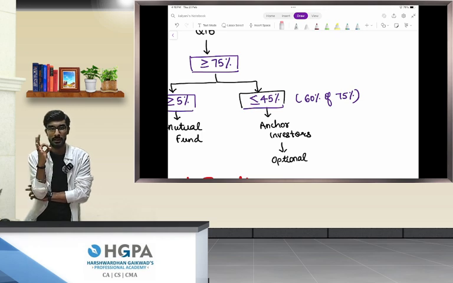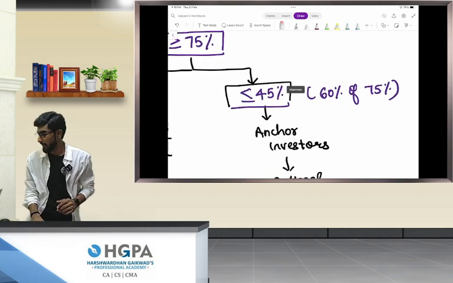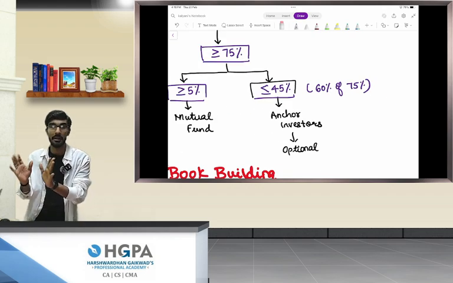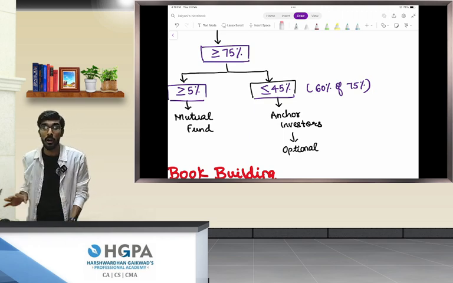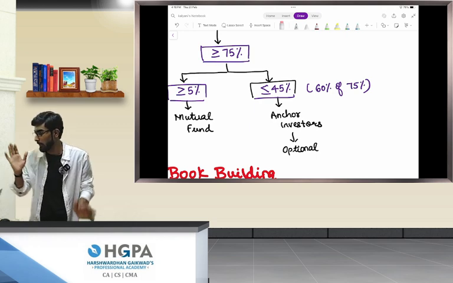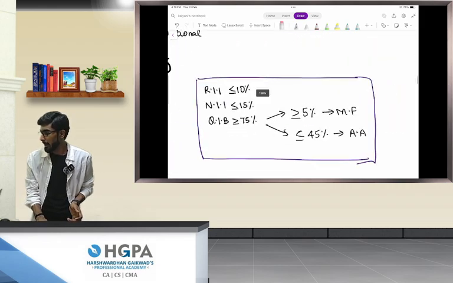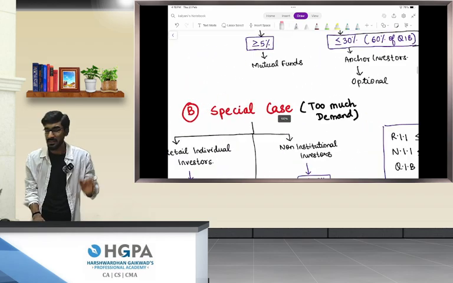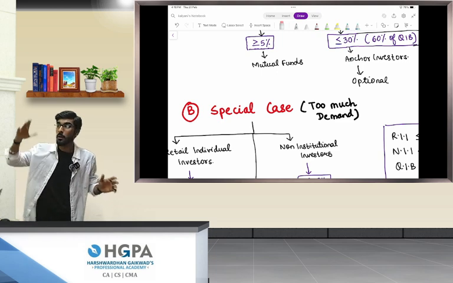can get shares 60% of QIB, 60% of 75% is 45%. Again, it's not mandatory. If they want to give to anchor investors, they can give, but they should not be given shares more than 60% of QIB. Clear? Perfect. This is the mind map. Basically, special cases are those when there is too much demand for the shares from the big players.